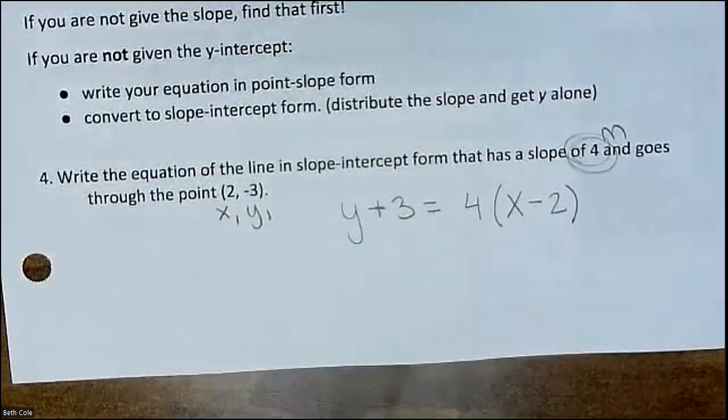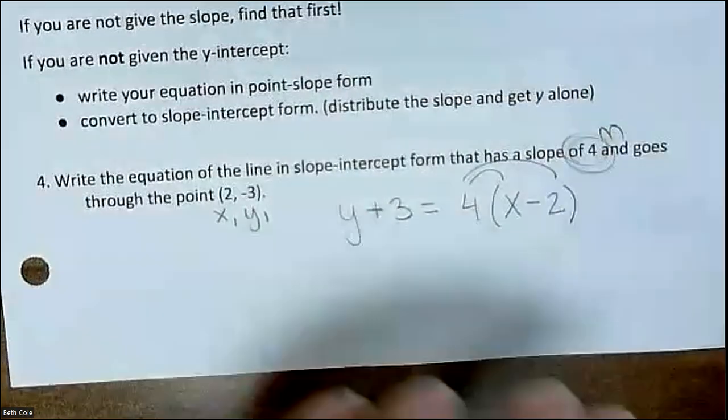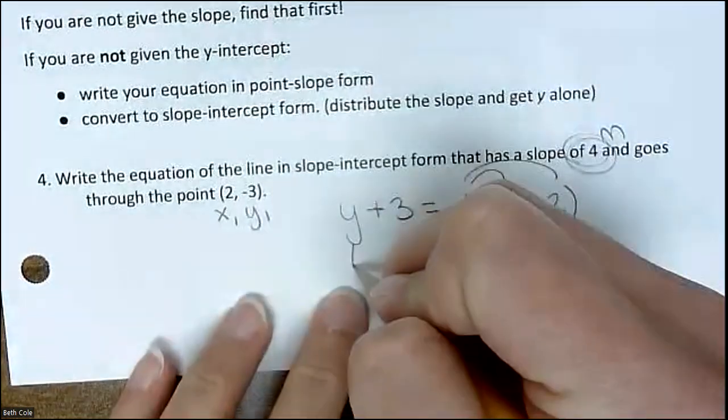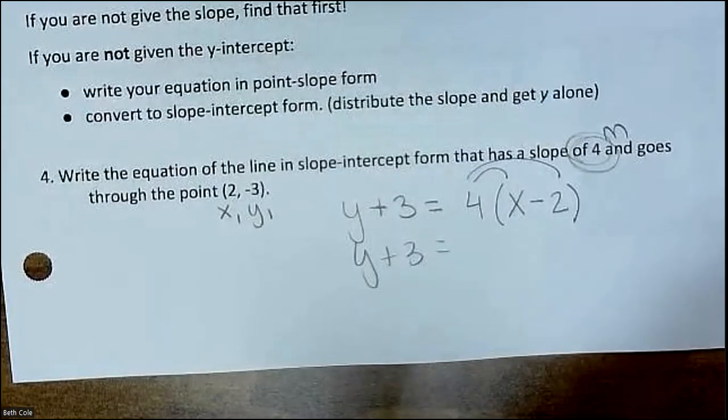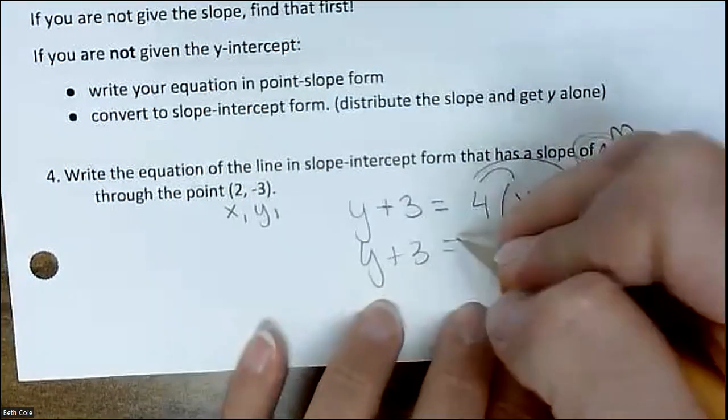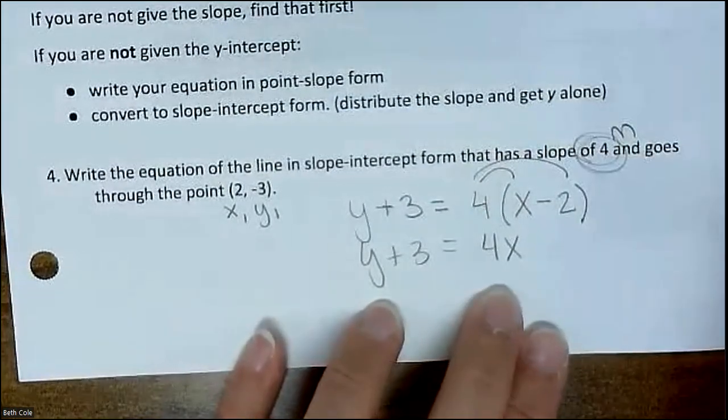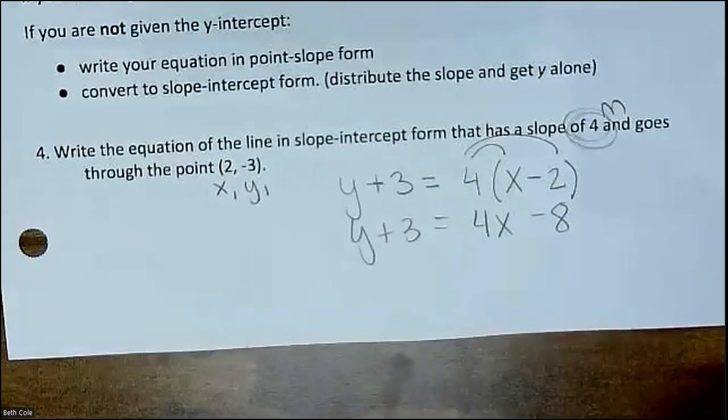Now there are only 2 steps, and you guys are good at both of them. You're going to distribute the 4. You guys are good at distributing. What would that give you? Y plus 3 equals what? Distribute the 4 for me. Good. 4x minus 8. Beautiful. 4 times 2 is 8.